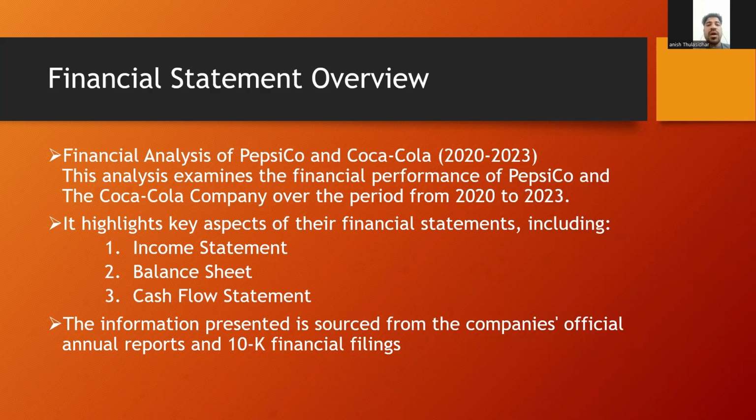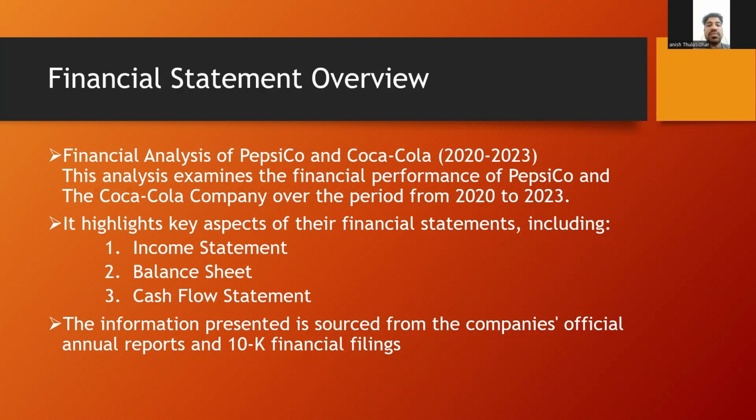To understand how each company operates, we will analyze three main financial statements. First one, the income statement. The statement provides details on how much money a company earns, the cost of running the business, and the final profit after expenses. Second one, the balance sheet. This shows what the company owns, what it owes, and the value remaining for shareholders.